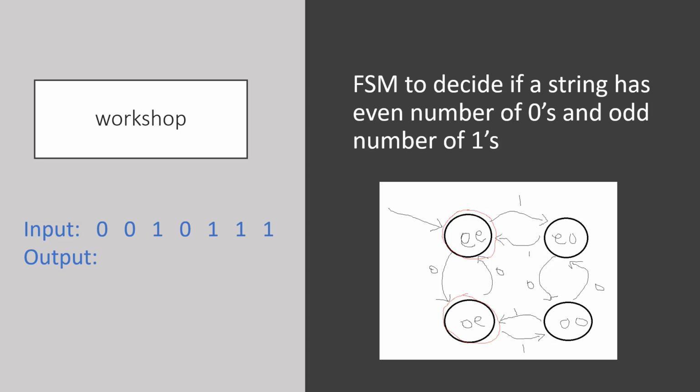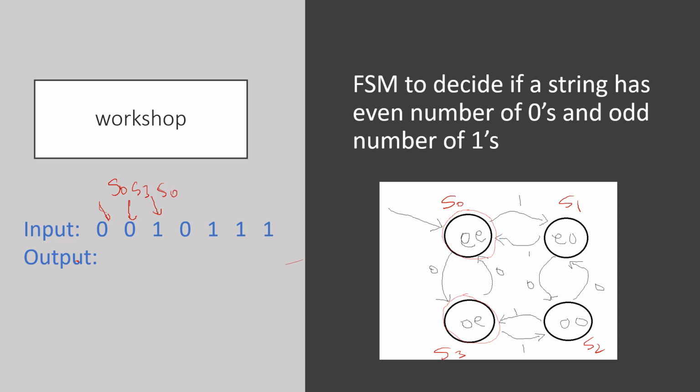So for example, no matter what you're going to do here, let's say that this is S0, this is S1, this is S2, and S3. So let's start from S0. S0, if you see a 0, you're going to go to S3. S3, if you see a 0, you're going to go to S0.